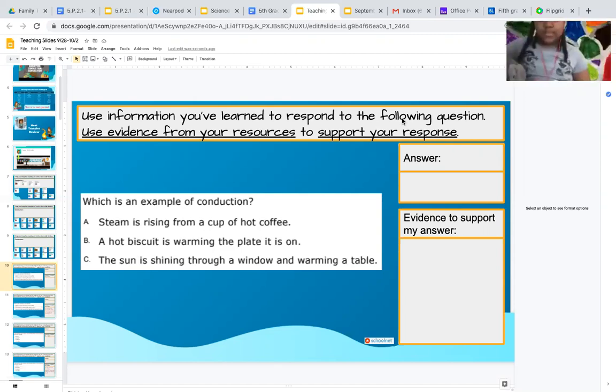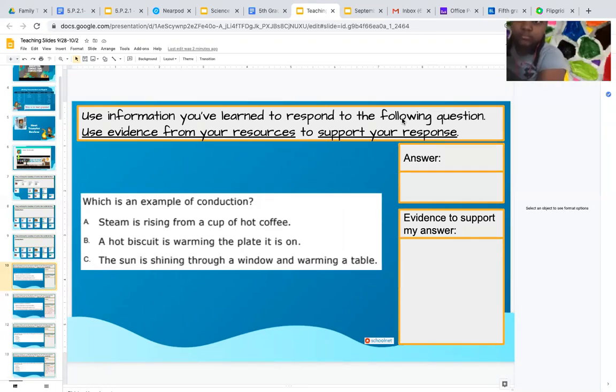I chose A because it says a hot biscuit is warming the plate and it is on the plate and it's touching it. And also, it's a metal material. Okay. Excellent job. So you chose the right answer, but you told me that you chose A. But yes, B, the hot biscuit, is the example of conduction. I chose B, not A.